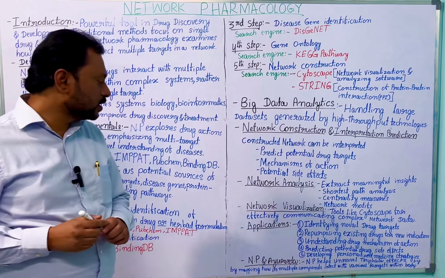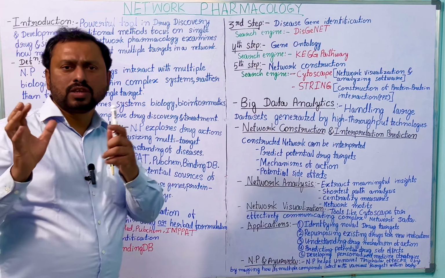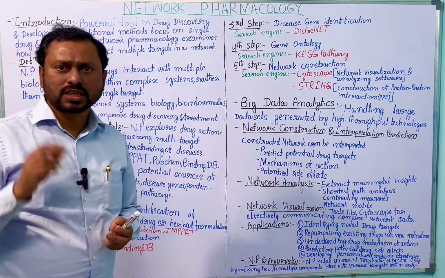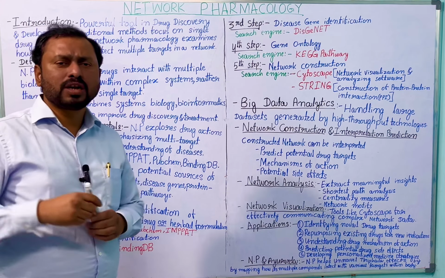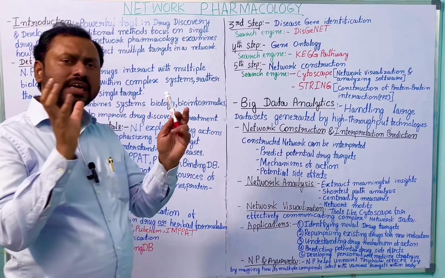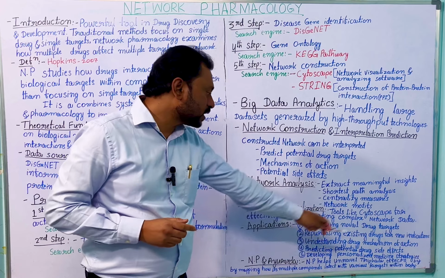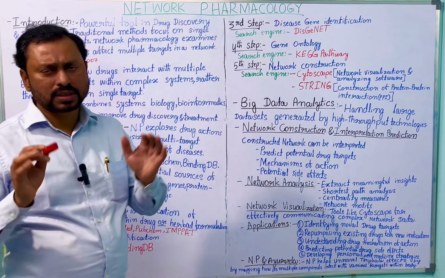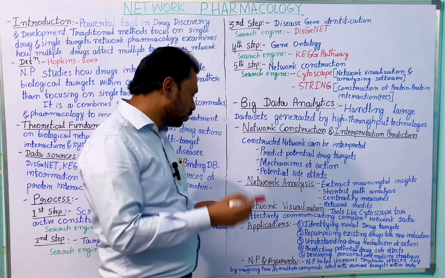The last one is the fifth, developing personalized medicines. Different people have different body structures. If you take the Ayurvedic Vata, Pitta, Kapha, the different prakritis are there. Considering all this, we can develop personalized medicine strategies. The personalized medicines we can prepare by using this network pharmacology.